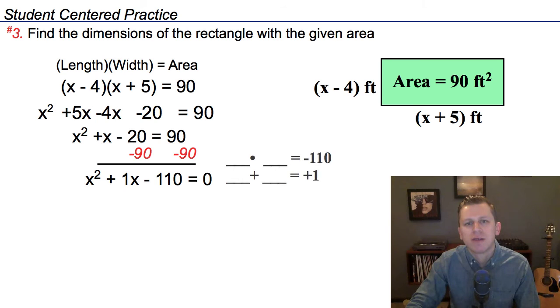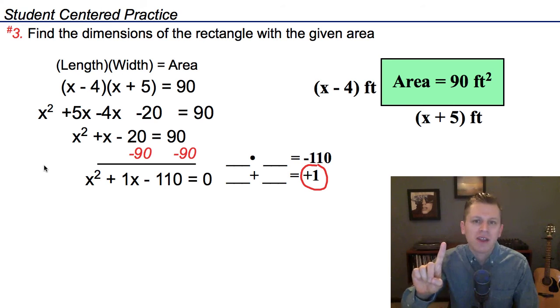Here I'm looking for two numbers that multiply to negative 110 and add to 1. Sometimes when this c value gets very large, it can be difficult to find the numbers. Maybe you don't know factor pairs of 110 off the top of your head. But one thing I can also look at is the b value. In this case, the b value is 1.